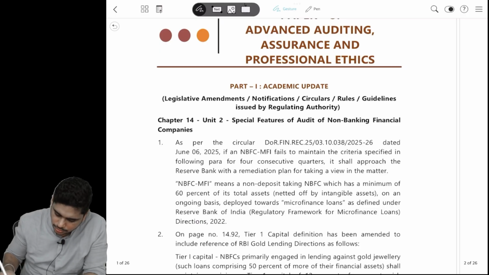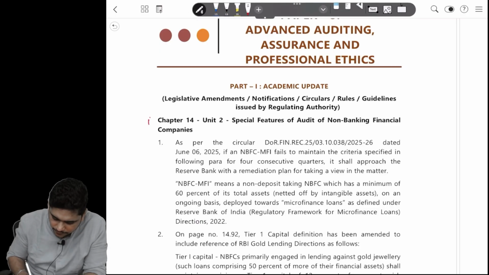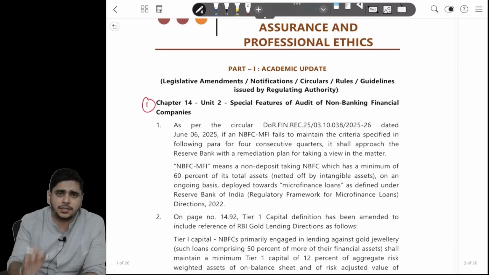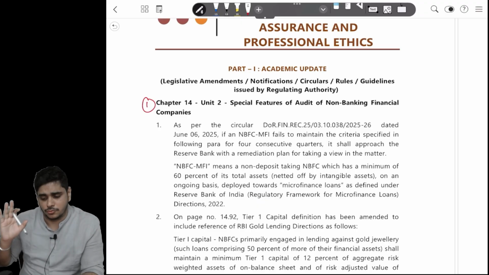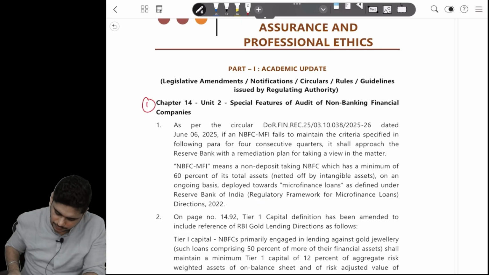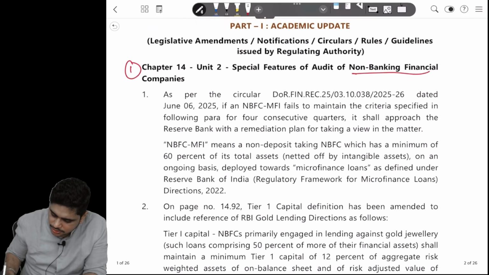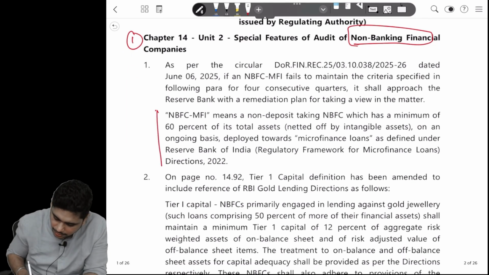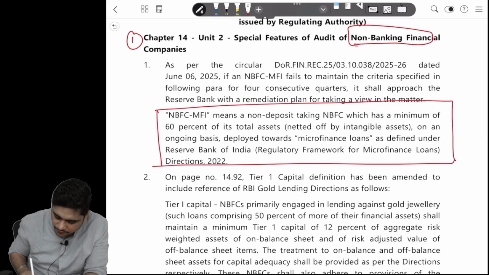Now, the first amendment talks about NBFC. You'll ask me, sir, will I find these amendments in the RTP of Jan 26? For sure, you will find a 4 or 5 marker from this amendment. Now, there is a chapter called NBFC. In NBFC, we have added a definition of NBFC MFI.